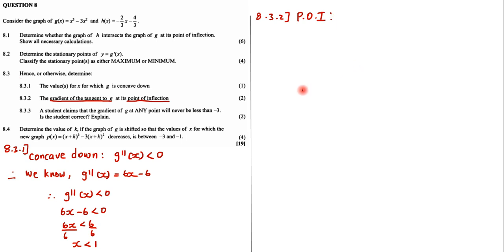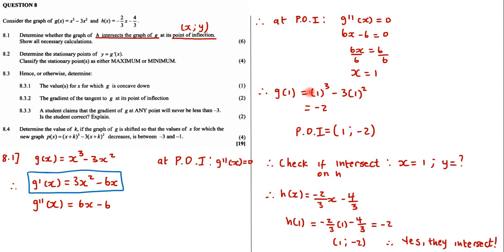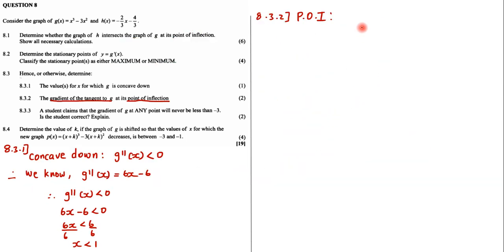If you remember, we said that we get our point of inflection at x is equal to 1. But the simple way to do it is to say that at our point of inflection, our second derivative is equal to 0. So our second derivative, 6x minus 6 equals 0, means 6x is equal to 6, divided by 6 on both sides, so x is equal to 1. This is the x coordinate where we have our gradient of the tangent.